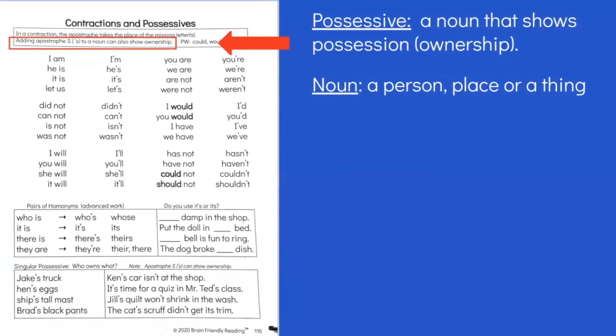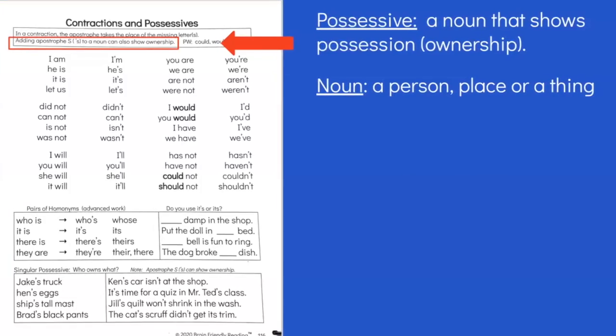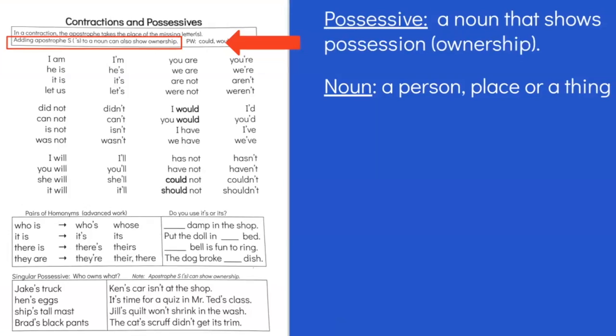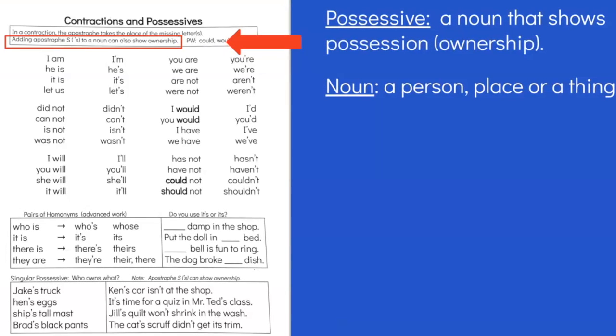So when teaching this page, there are two vocabulary words that your students may or may not know that you'll want to cover at some point. One is what a possessive is, and the other is what a noun is. So the first is a possessive. For older students, you could define it as a noun that shows possession or ownership. And you could go on to explain that the word possessive comes from the root word to possess. And when you possess something, you own it.